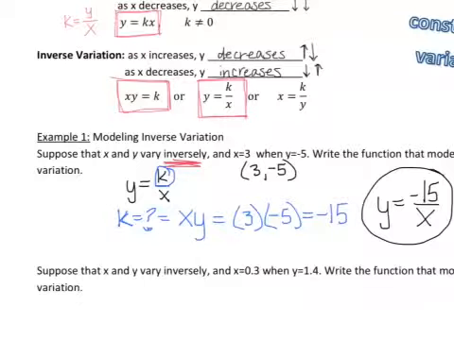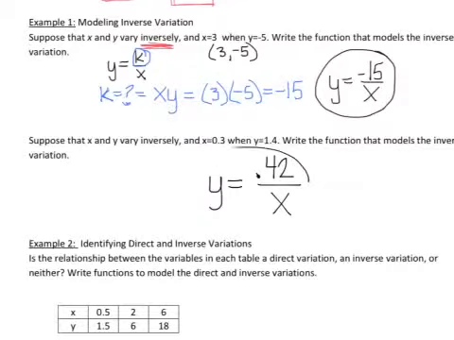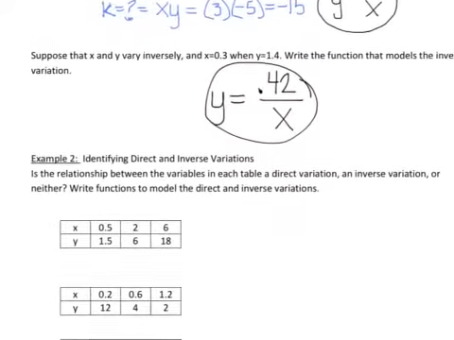Ta-da. All right, see if you can do the next one on your own. Same thing, just different numbers. All right, what did you get? What's your equation? 0.42 over X? Yay, good job. You got that by figuring out K, multiplying X and Y together. You get 0.42. Any questions?